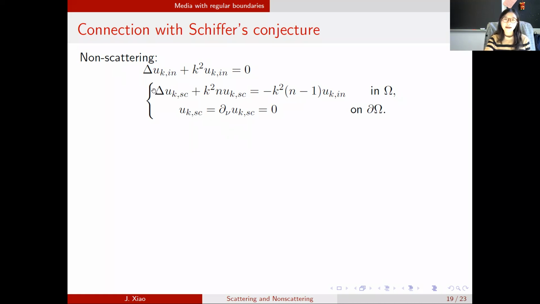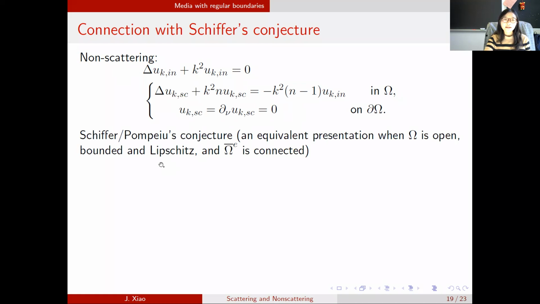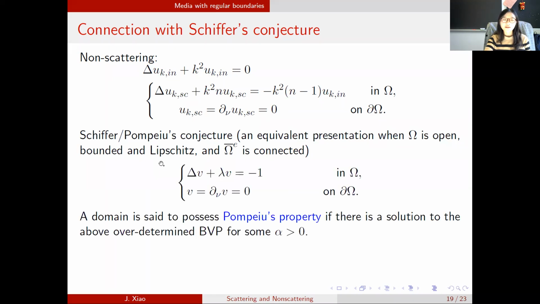So when non-scattering happens, I repeated the previous thing, it's just that now I typed explicitly the equation that the scattered field, the difference between the total field and U and V, satisfies. And when we talk about Schiffer's conjecture, Schiffer's conjecture actually asks whether there is a non-trivial solution. Of course, there is the trivial solution to this. If there is a solution that satisfies this problem.